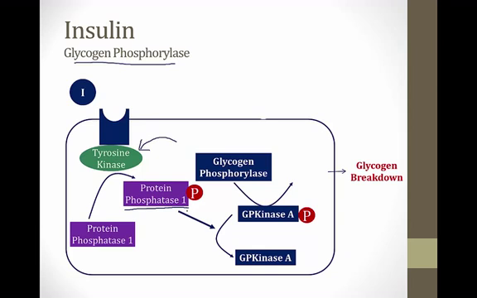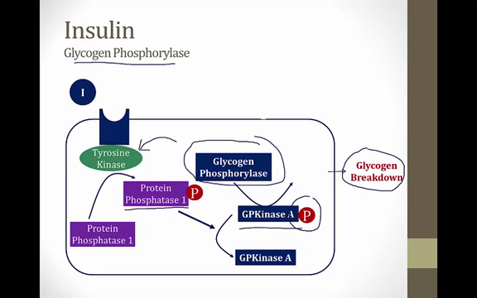The phosphorylated protein phosphatase 1 can remove the phosphate group from GP kinase A, the enzyme I was talking about on the last slide. When the phosphate group is removed, glycogen phosphorylase is not activated, and therefore you have a decrease in glycogen breakdown, which is what you want in the setting of high insulin levels and the fed state.